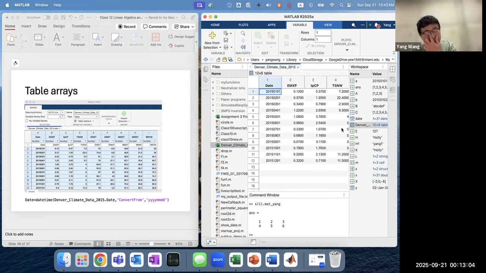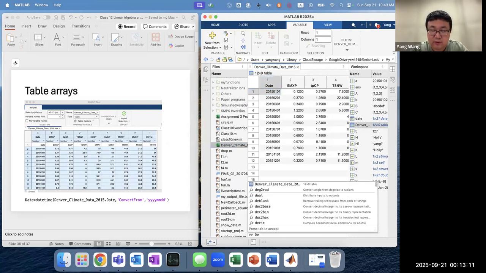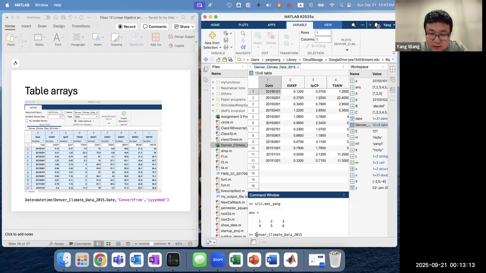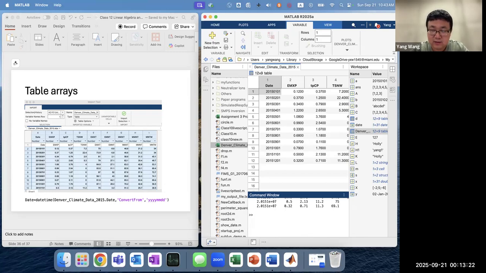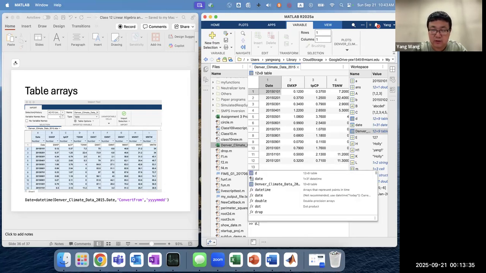So then how do we access data from this table? Let's just define this as D. Okay, so this is our D here. You see that D is now a table. So how do we get the date? You just directly use D dot date, right? So you see that the table array is similar to the structure, and you can access the different fields by directly using the dot.